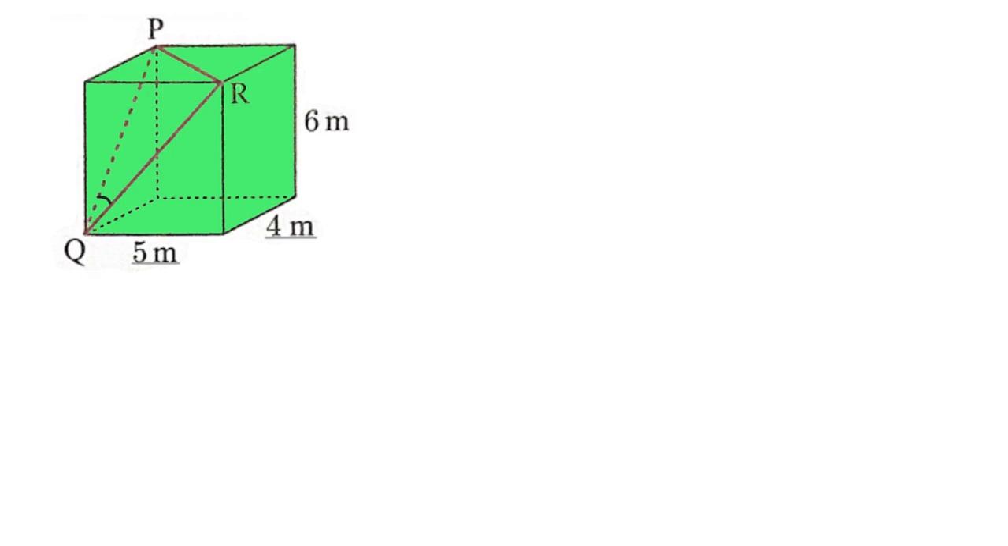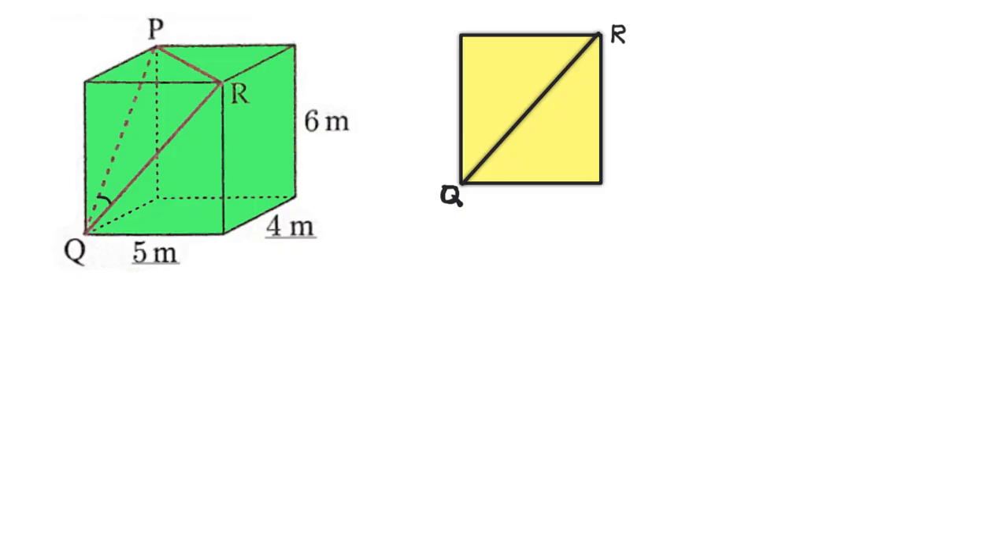Let's look at each face of this prism. If we look at that yellow face and pull it out, we can calculate that diagonal because we know that this side, the height, is 6 meters, and the length is 5 meters. We use the Pythagoras theorem to find that diagonal, and we can do this because we have a right-angled triangle here.